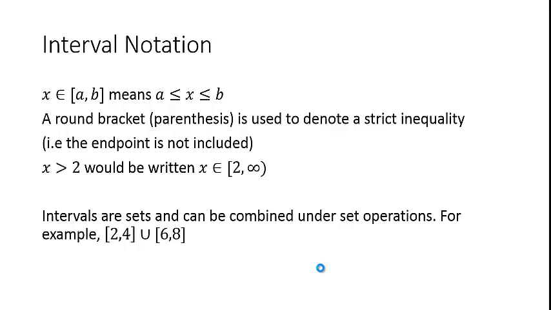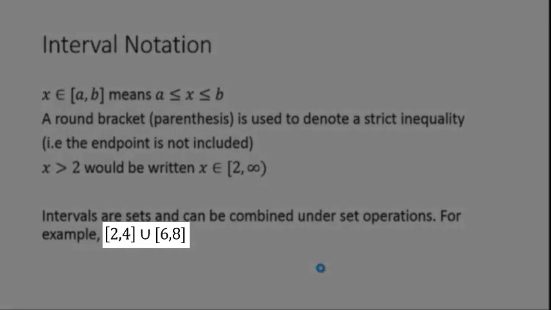Intervals represent sets of values, and so they can be combined using the set operations that we have seen. For example, the union of the intervals 2, 4 and 6, 8 means a set of real numbers that are between 2 and 4 or between 6 and 8. Because square brackets were used here, the values 2, 4, 6 and 8 are included.